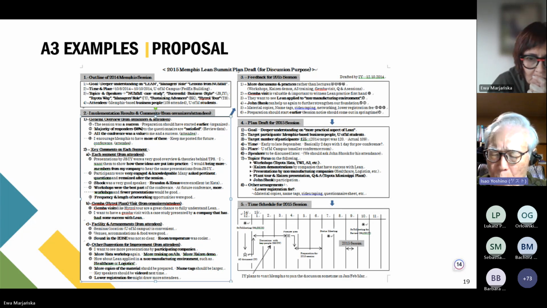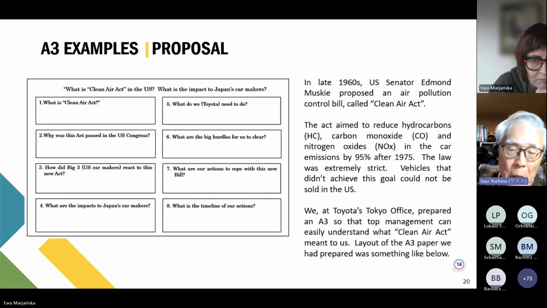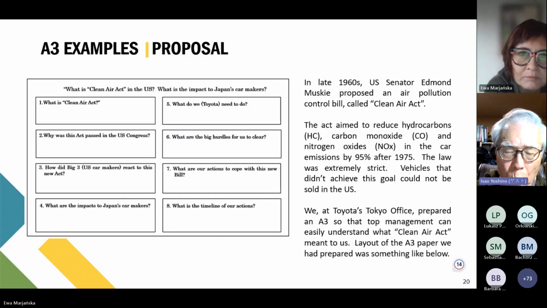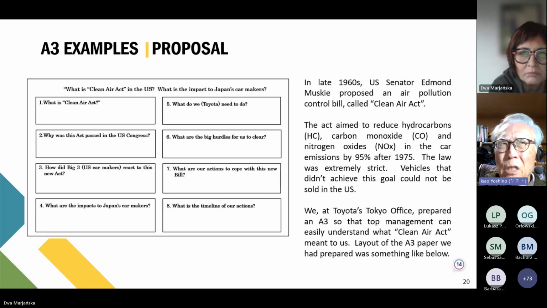And okay, next one, page 20, is a proposal. I did not finish this. Oh, okay. Take a look at this one. Title: What is the Clean Air Act in the U.S.? What is the impact on Japanese car manufacturers like us? So we prepared this document, and when was it? Maybe the late 1960s, early 1970s, because the Clean Air Act was started in the United States, but we have no idea. As you see on the right-hand side, no idea.